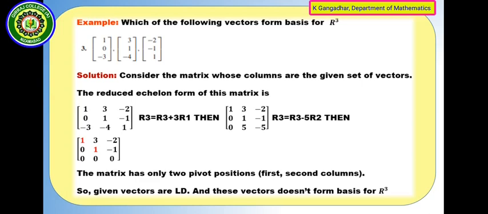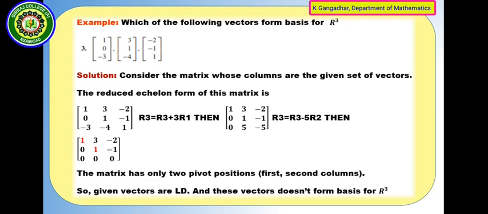The next method: we write the vectors in matrix form, as the matrix equation Ax equal to 0 bar, or we write matrix A. Matrix A is reduced to echelon form, which means upper triangular form. In that upper triangular form, if the number of pivot columns is equal to the number of rows of the matrix, then we say that the given vectors are linearly independent. So first, matrix A is reduced to upper triangular form.